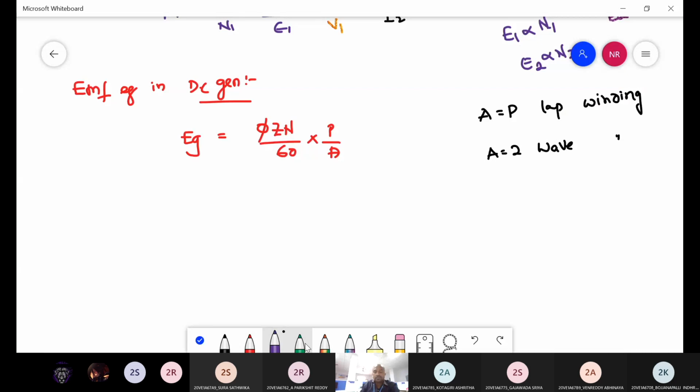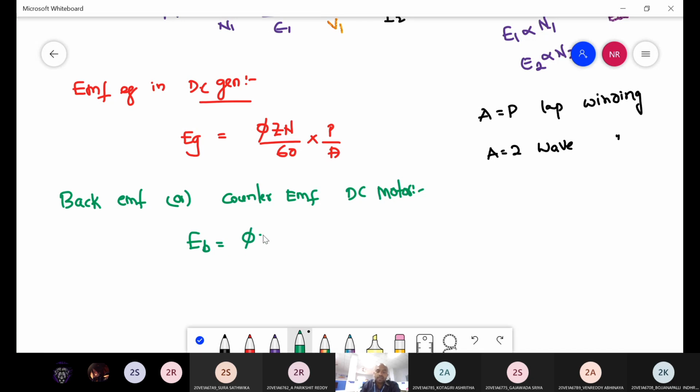We call it back EMF or counter EMF of a DC motor. We denote it with EB. EB is the same as pi Z N by 60 into P by A.